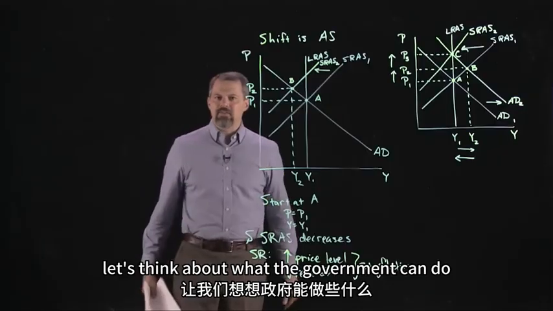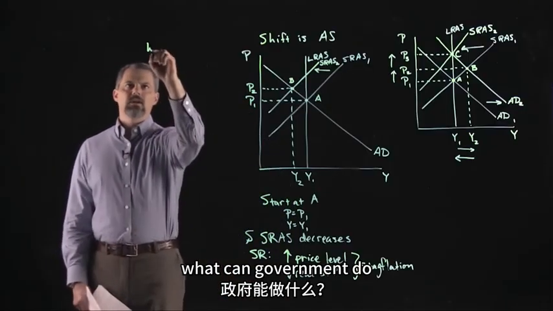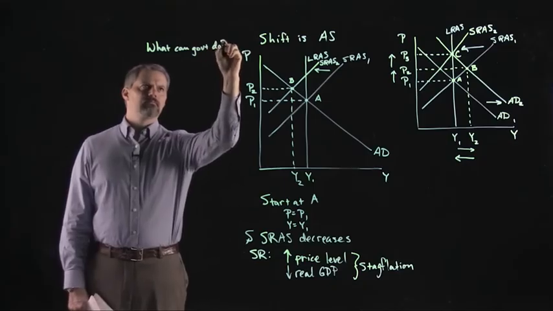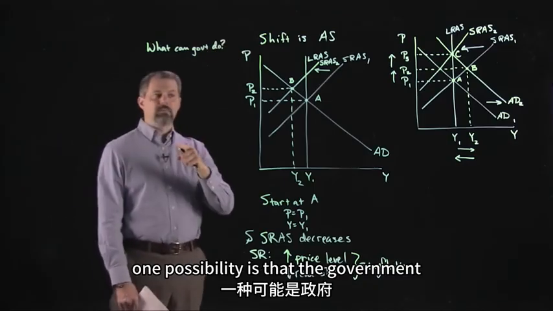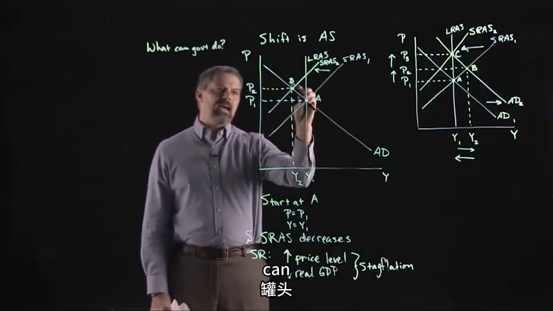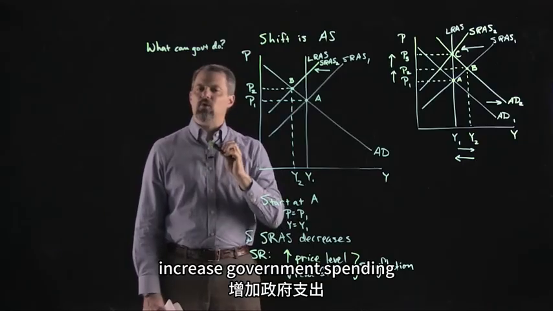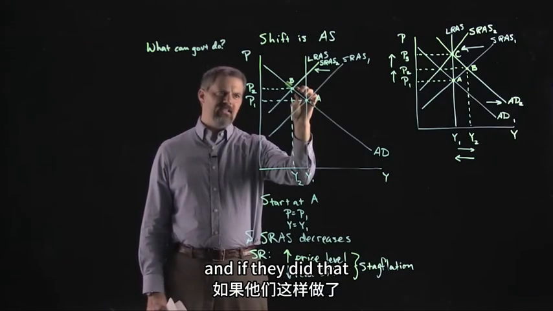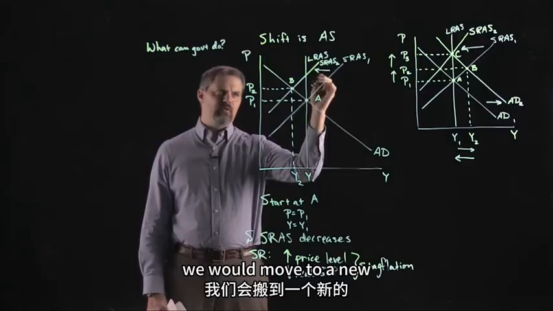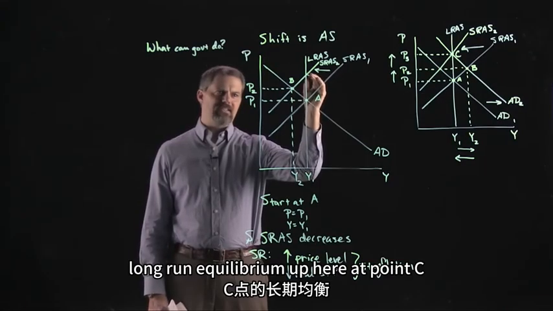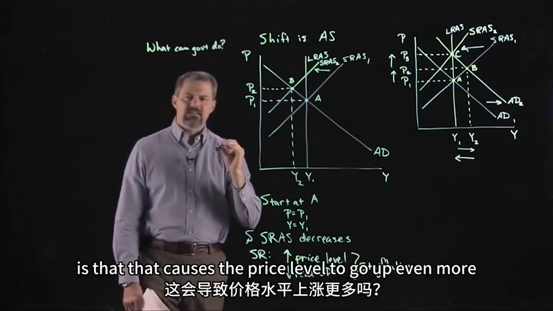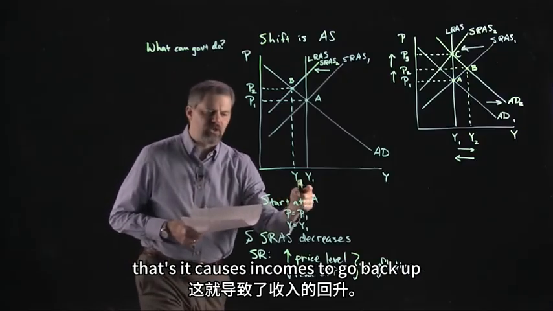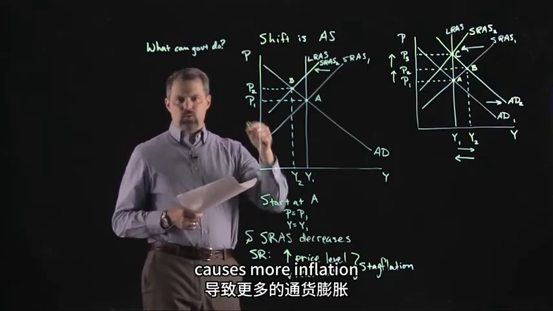So let's think about what the government can do. What can government do? Well, there's not a lot of good options. One possibility is that the government can increase government spending or increase the money supply to shift aggregate demand to the right. And if they did that and it shifted aggregate demand to the right, we would move to a new long-run equilibrium up here at point C. But the problem with that is that causes the price level to go up even more. It causes incomes to go back up, but it causes more inflation.